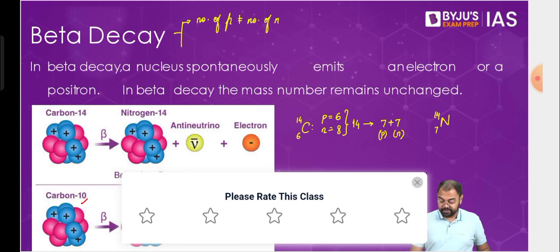10, if it has to be symmetrical, means that it should be 5 plus 5, correct? So ultimately, this is what? This is boron. So this is how stability can be reached with beta decay. So in beta decay, what is happening is that we are actually looking at a change.